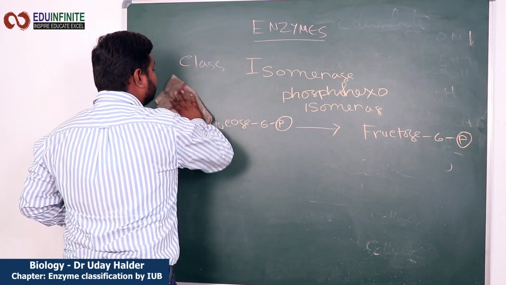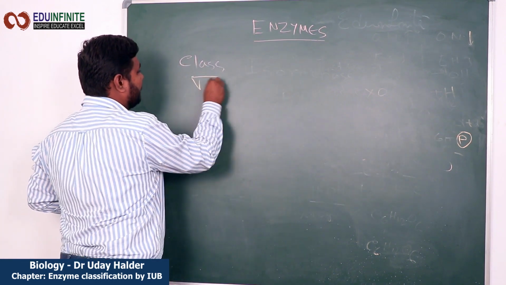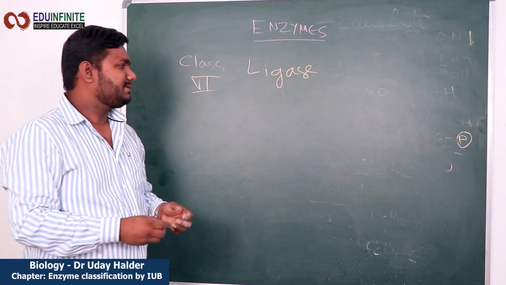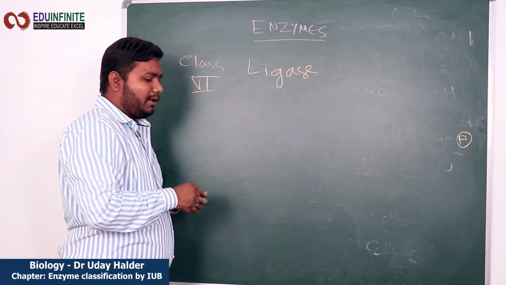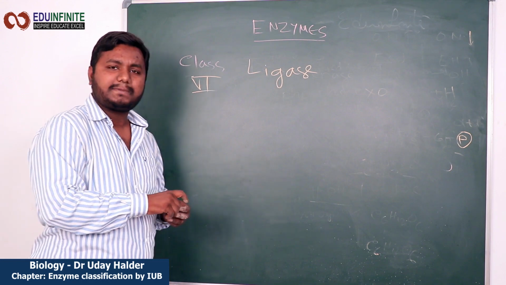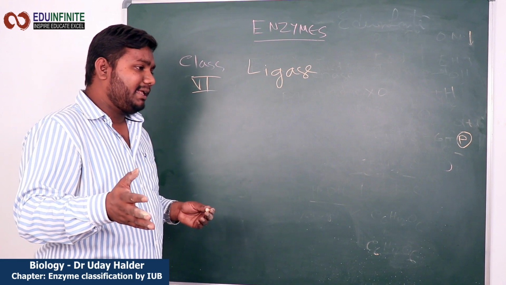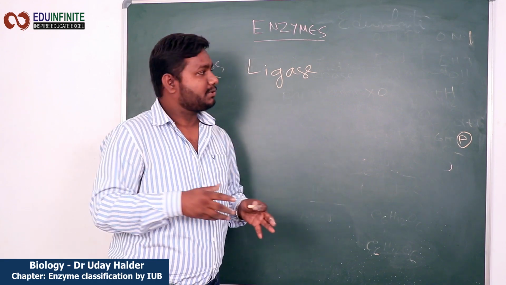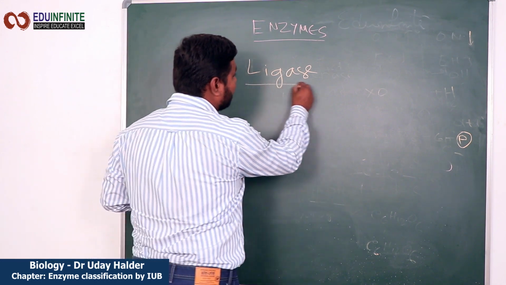And the last class of enzymes, class 6, that is ligase. Before talking about this ligase, I want to tell you guys something interesting, something noteworthy. You have seen many kinds of enzymes so far, but you see one common thing, that most of the enzymes are breaking down compounds. So, isn't there any enzyme which joins compounds? Yes, there are, and those enzymes which join compounds are called ligase.